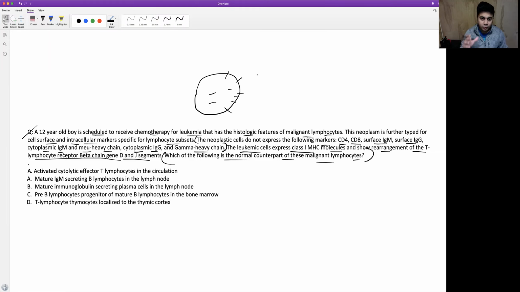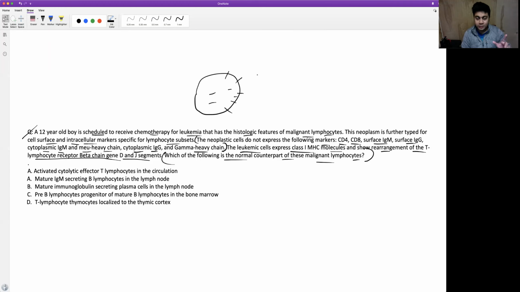Now, you need to find which normal cell in a normal person who doesn't have any malignant lymphocyte resembles this cell, right? So think, this is a T lymphocyte that doesn't have any CD4 marker and doesn't have any CD8 marker. Where do we get this type of T lymphocyte? When you think about it, you know the T lymphocyte origin. T lymphocytes originate in the bone marrow, right? From the hematopoietic stem cell, from the lymphoid progenitor cell, you get the T lymphocytes.